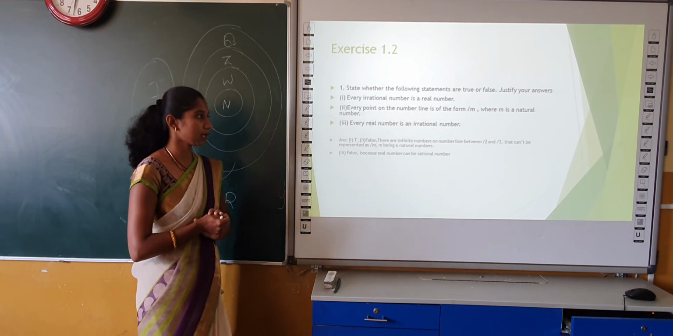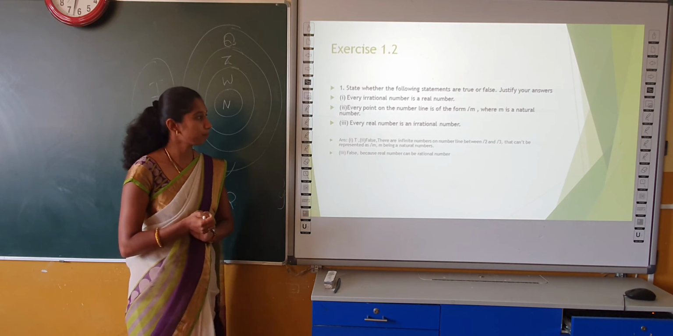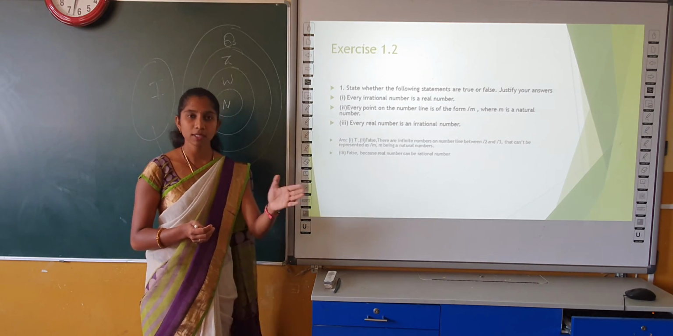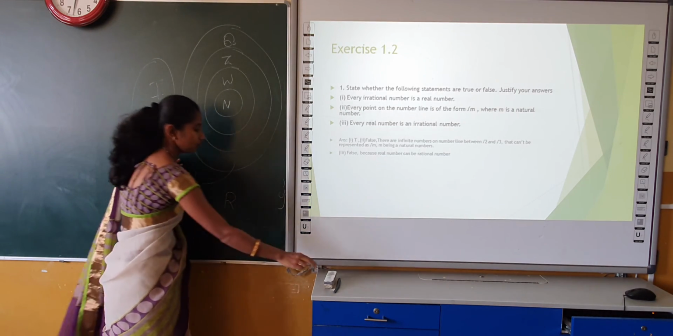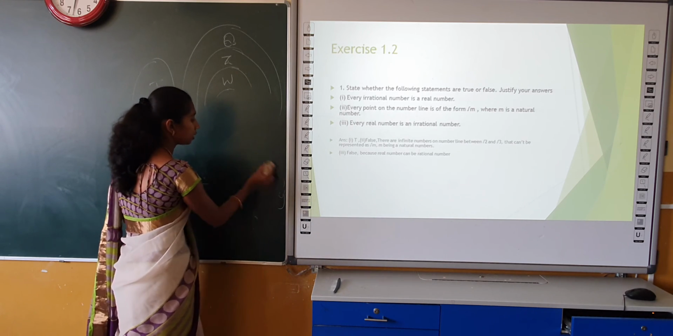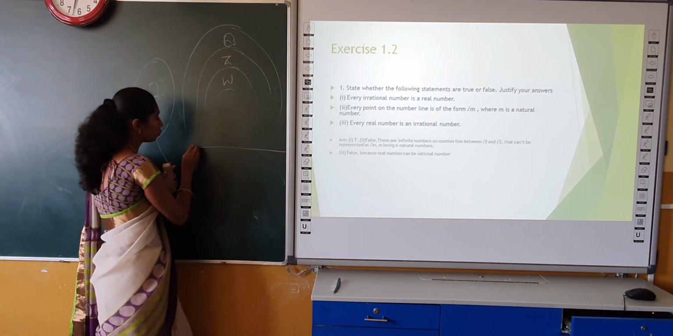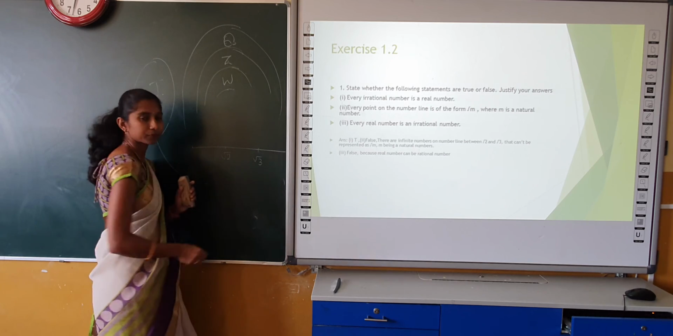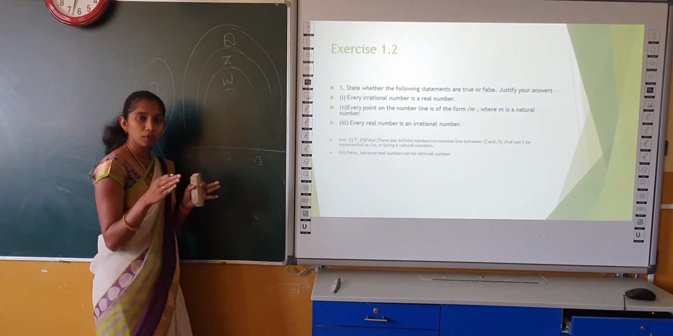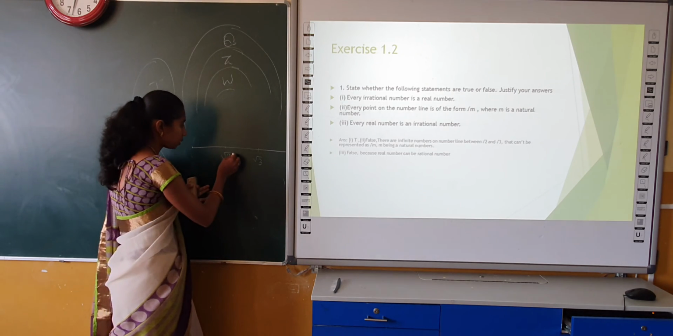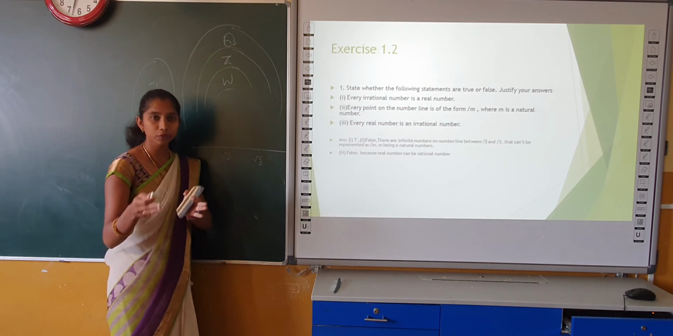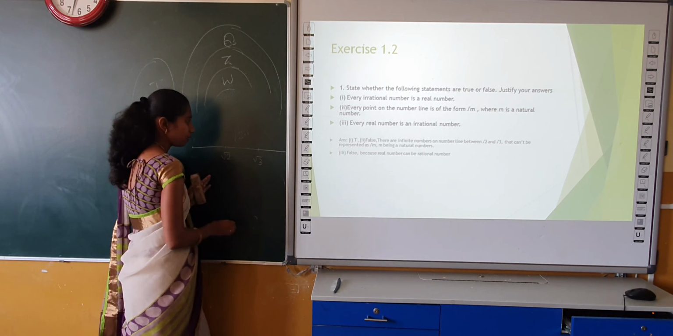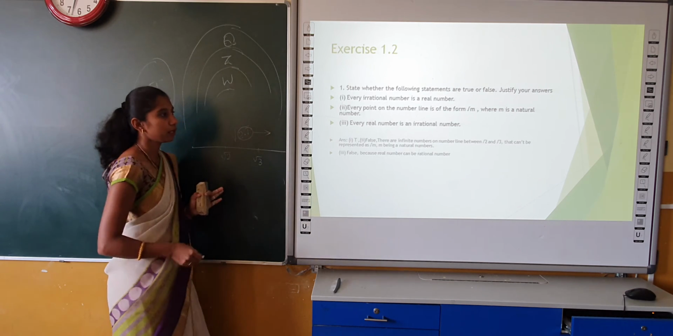Next is the second question: every point on the number line is of the form square root m, where m is a natural number. This statement is false, because on the number line we can write infinitely many numbers between root 2 and root 3. Root 2 is here, root 3 is here. In between them infinitely many numbers are there, for example square root of 2.1, square root of 2.2 and so on. But 2.1 is not a whole number.